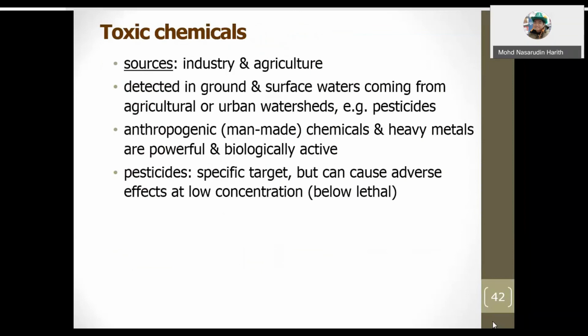It can be detected in ground and surface waters coming from agricultural or urban watershed, for example, pesticide. Anthropogenic or man-made chemicals and heavy metals are powerful and biologically active. Pesticide may have specific target, but can also cause adverse effect at low concentration.